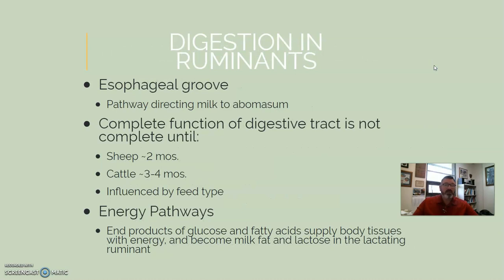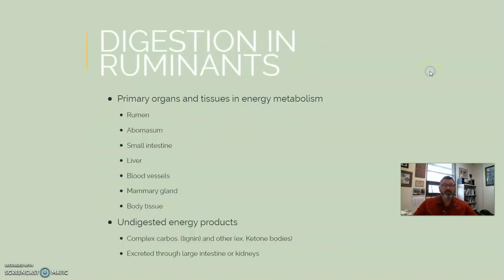Rumens aren't really completely functional until about 2 months of age in sheep and about 3 or 4 months of age in cattle. So it's not really that beneficial to feed them high forage diets younger than that. So most of their diets should be made up primarily of grains.